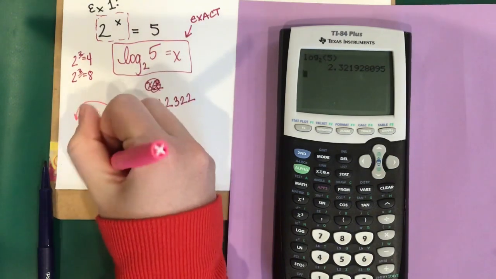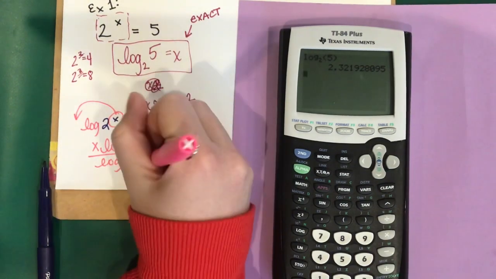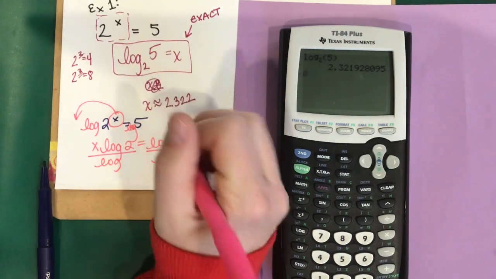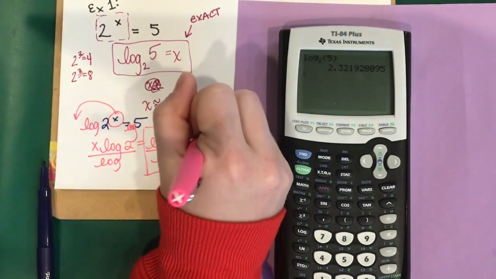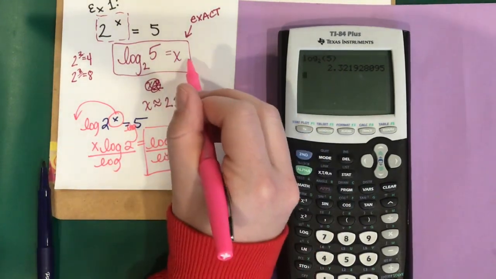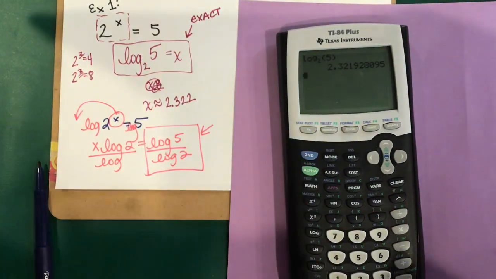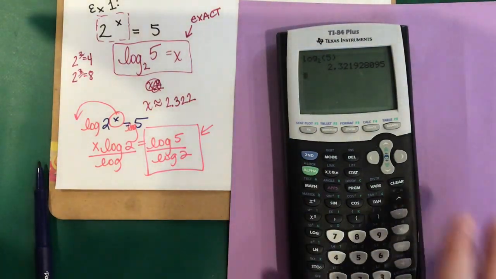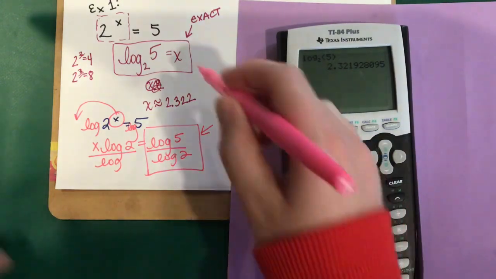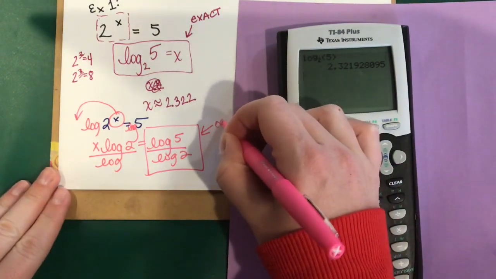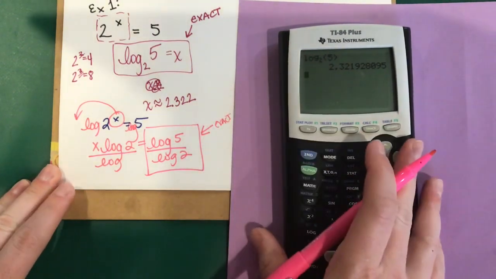All right, and then I can divide by log of 2. And then this is another exact answer that is the same thing as this. This is the change of base formula. So, these are both exact solutions. If you wrote either one, you would be correct.